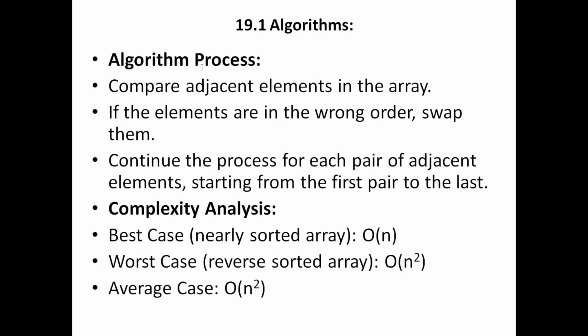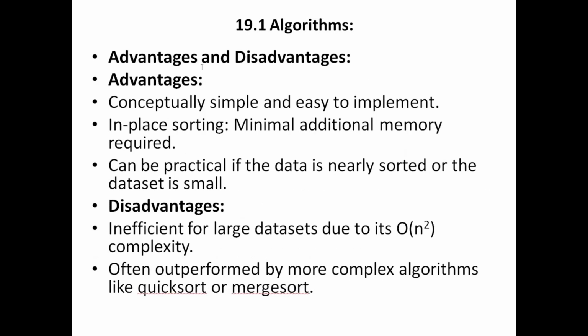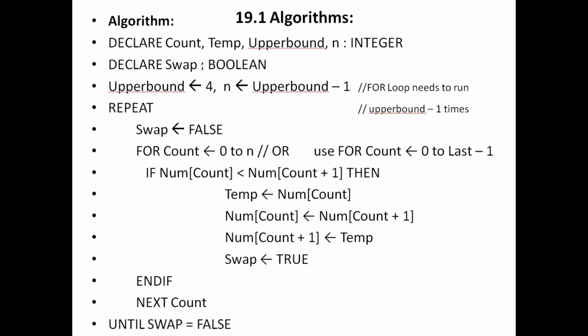The complexity of the algorithm, that's something new. The best case scenario has a complexity of O(n), n being the number of elements. Worst case is O(n squared), and average case is usually O(n squared) as well. Advantages: it is simple, it requires less memory, and it can be practical if data is almost sorted. Disadvantages: it is quite inefficient, it has higher complexity, and it can be outperformed by merge sort, not a part of our syllabus, or even insertion sort. Here's the algorithm. You already know it very well, so I'm not going to explain it.